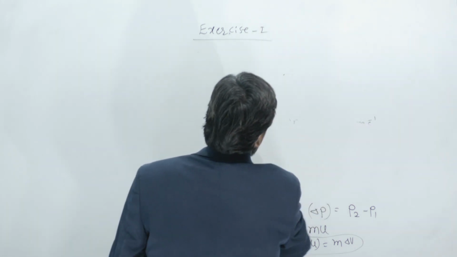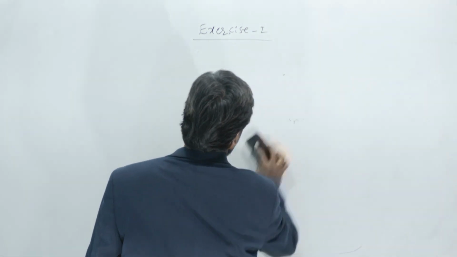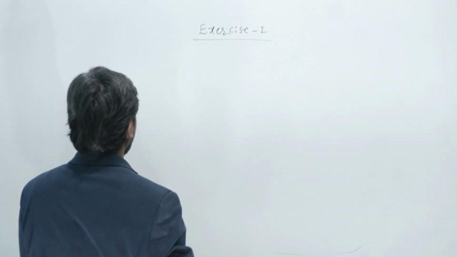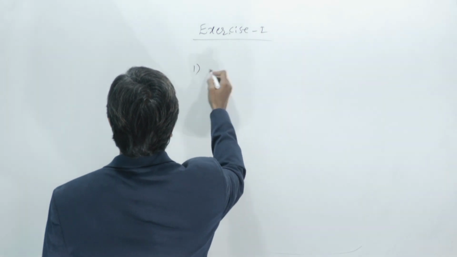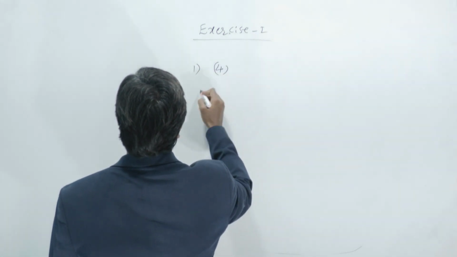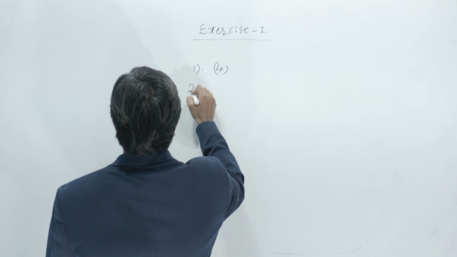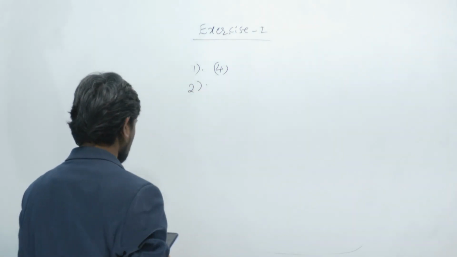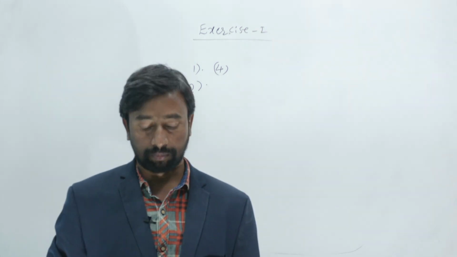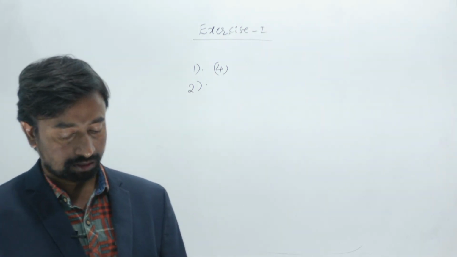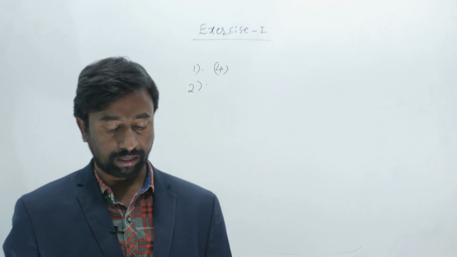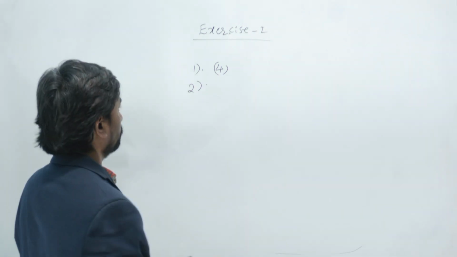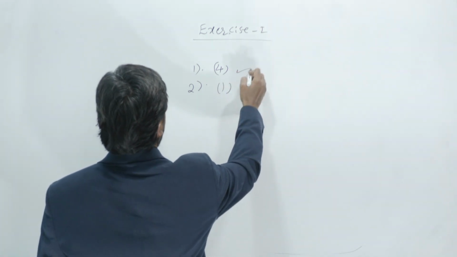So practice sheet, first one. Practice sheet first one: all of the above, option 4, fourth option. And the second one you see here: in which of the following cases the force may not be required to keep. So when a particle is moving in a circular motion, okay. So option 1 is the right answer.